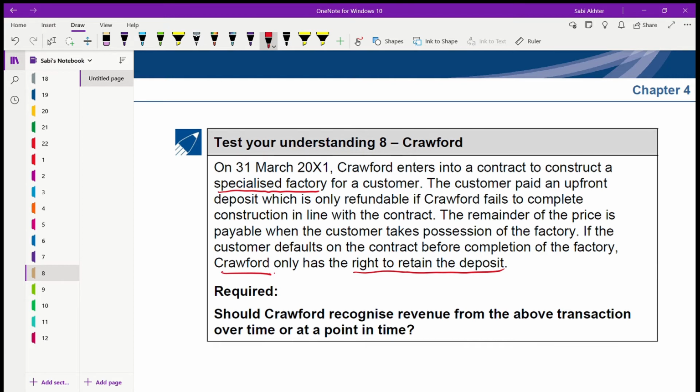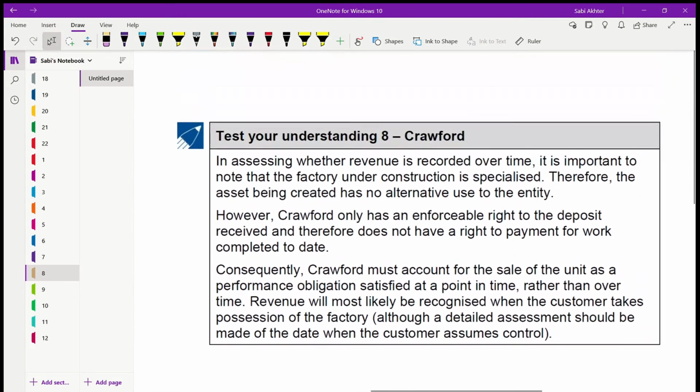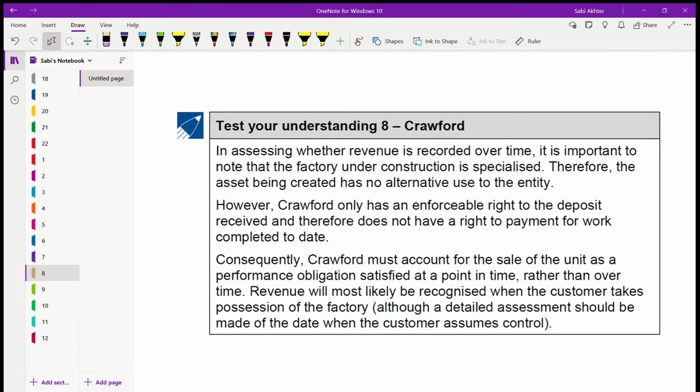So should they recognize revenue from the above transaction over time or at a point in time? It's a very good question. In assessing whether revenue is recorded over time, it is important to note that the factory under construction is specialized. Therefore, the asset being created has no alternative use to the entity. You only have to use it for that purpose. However, Crawford only has the enforceable right to the deposit received, and therefore does not have the right to payment for the work completed to date. So even if they have completed the factory, they do not have the right to payment for the work completed because the customer defaulted.